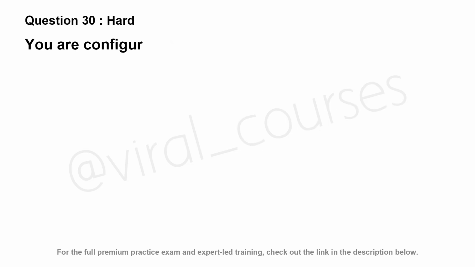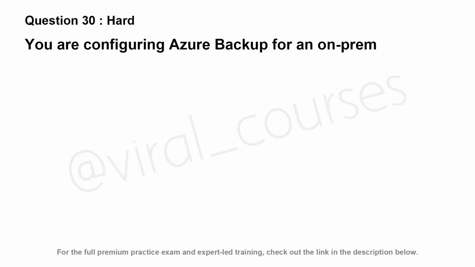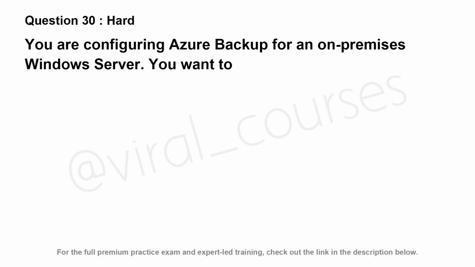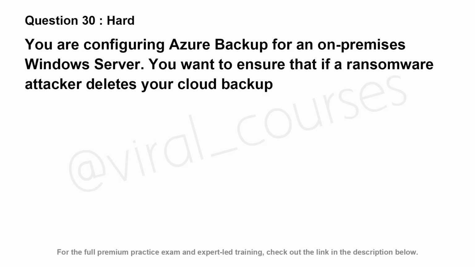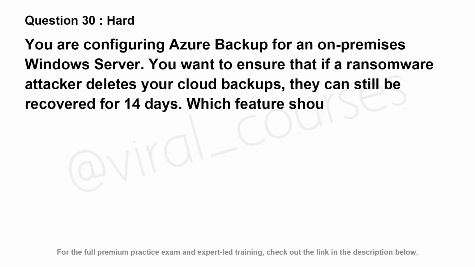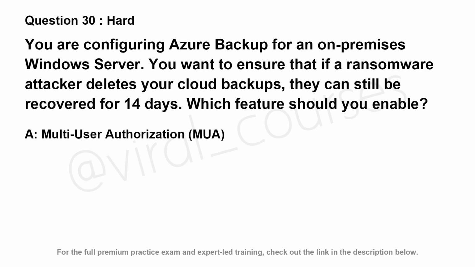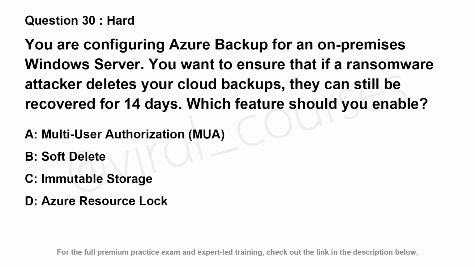You are configuring Azure Backup for an on-premises Windows server. You want to ensure that if a ransomware attacker deletes your cloud backups, they can still be recovered for 14 days. Which feature should you enable? Option A. Multi-user authorization, MUA. Option B. Soft delete. Option C. Immutable storage. Option D. Azure Resource Lock.